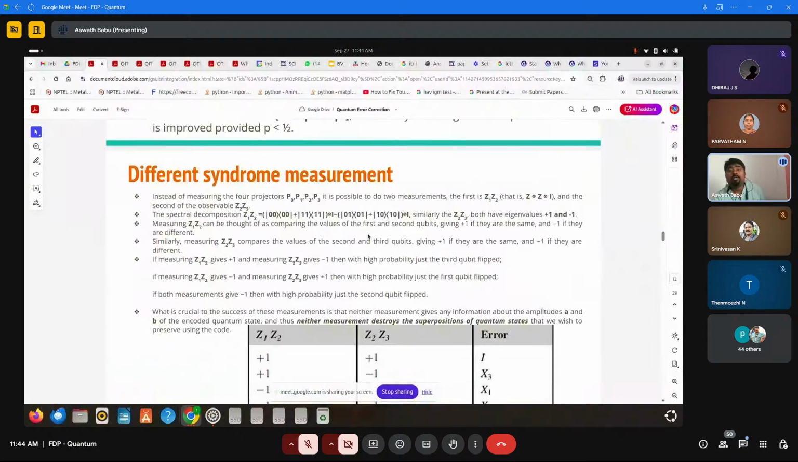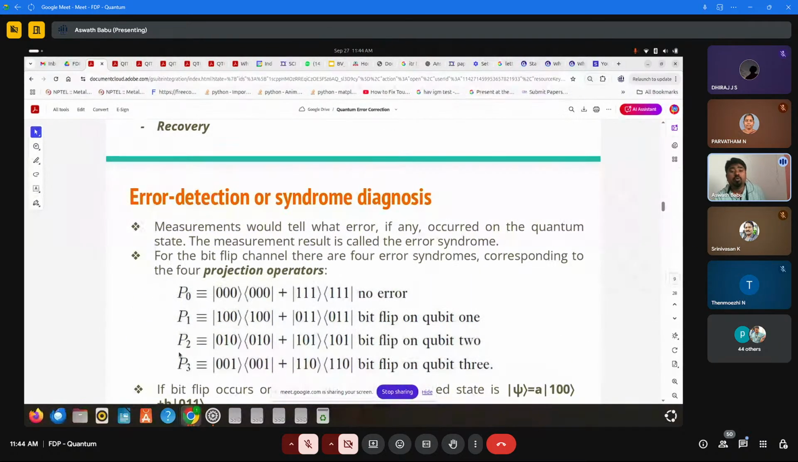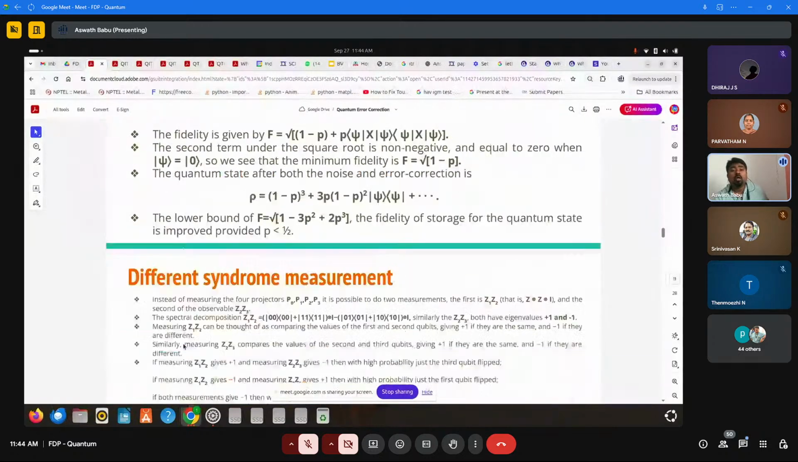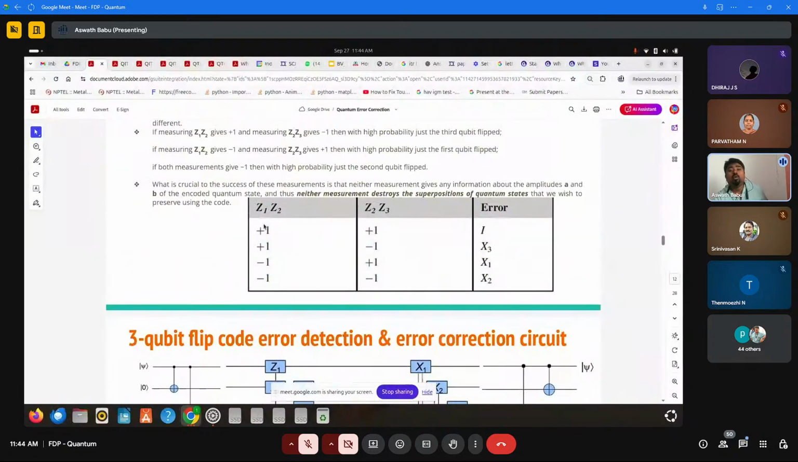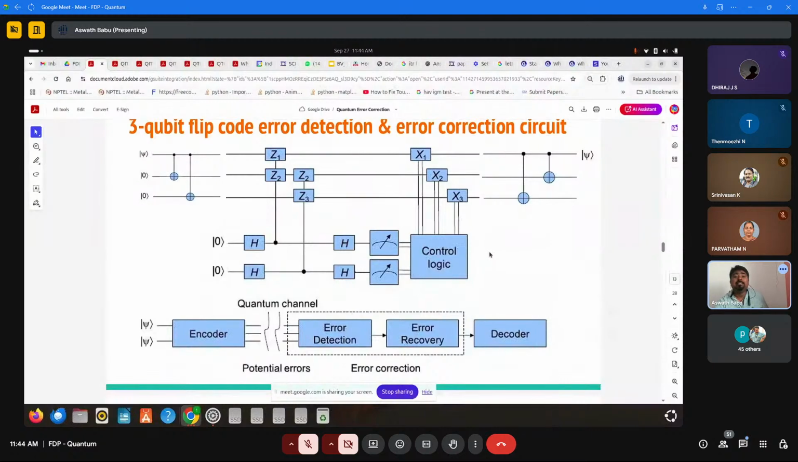So instead of making four measurements of P0, P1, P2, P3, I'll just do only two measurements, the Z1 Z2 measurement and the Z2 Z3 measurement together, and I'll figure out what to do as error correction. Okay, that is the theory for you. When it comes to the quantum circuit, this is what the circuit should look like.